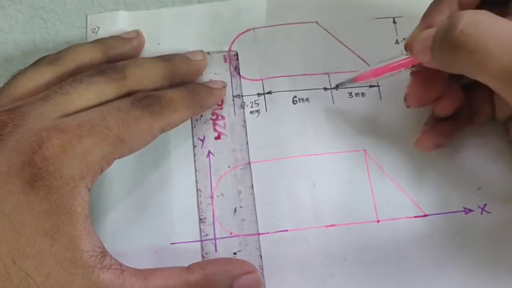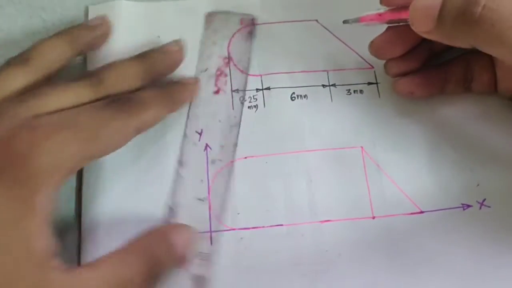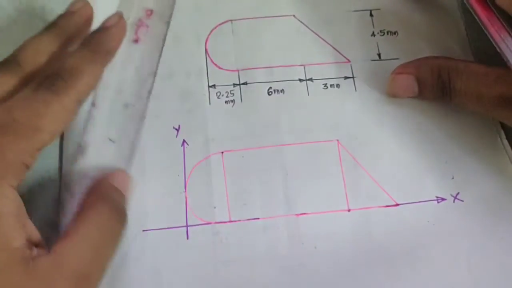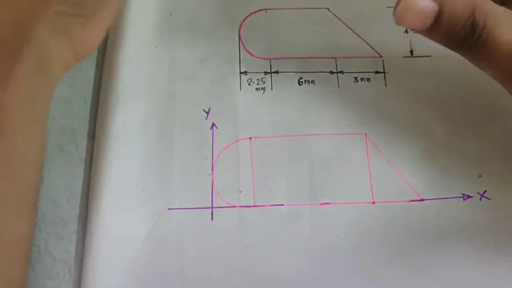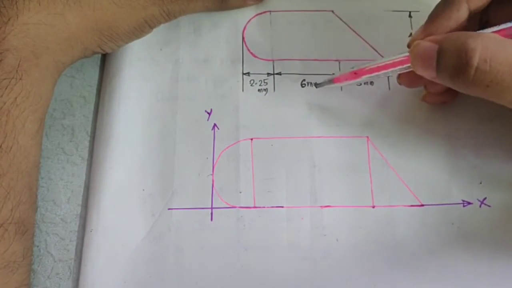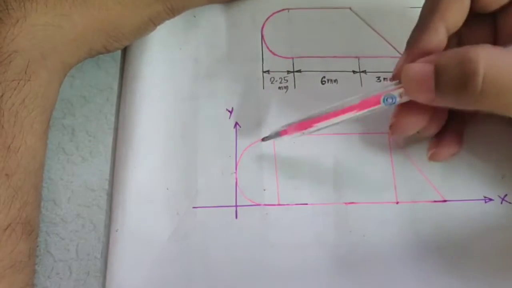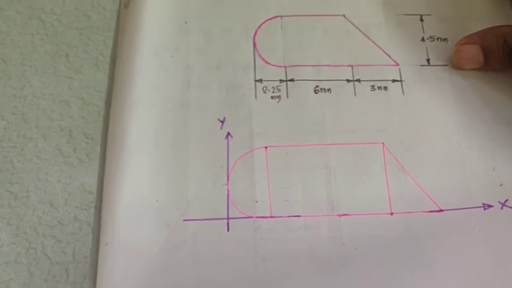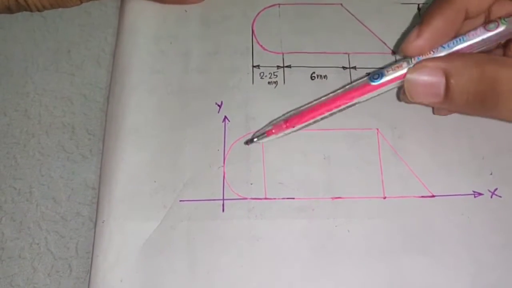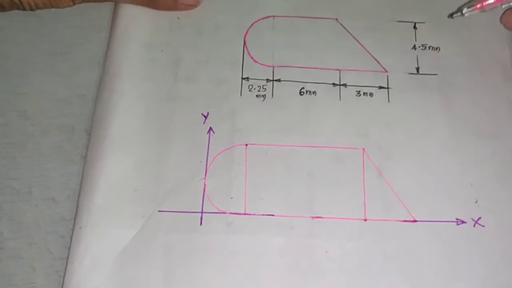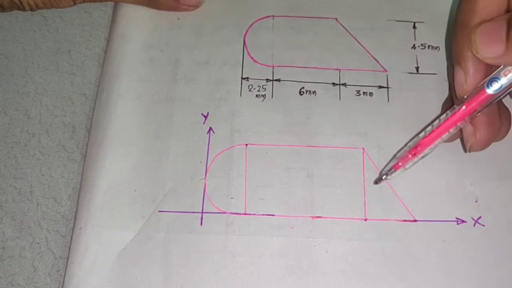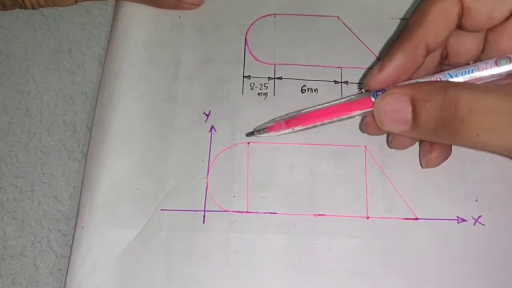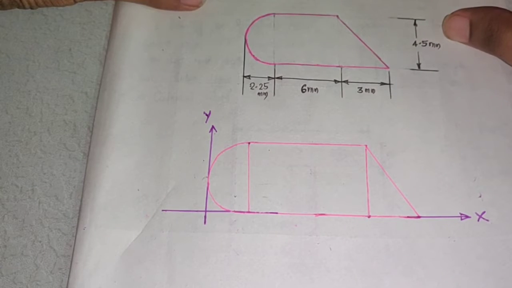If I draw one more line, from this to this it is 6 mm. What is the shape that I am getting? I am getting the shape of a rectangle. The rectangle base is 6 mm, and the height is 4.5. Now this is the shape of a semicircle. This 4.5 is the height for the right angle triangle and rectangle, but the same 4.5 will be the diameter of this semicircle.